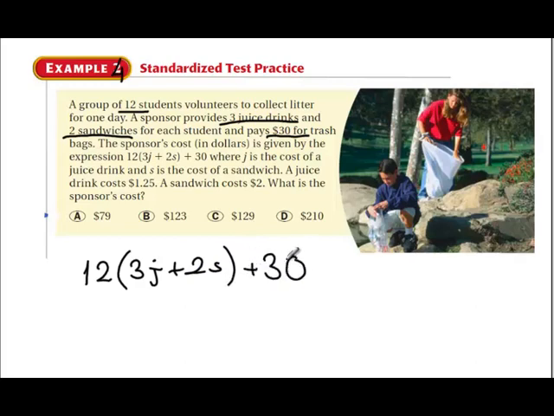So we have two variables, J and S, and they represent two different things, and we also have their values given in the question. The cost of the juice is $1.25. The cost of a sandwich is equal to $2. So we have to substitute them in our expression, then we have to perform the operations.